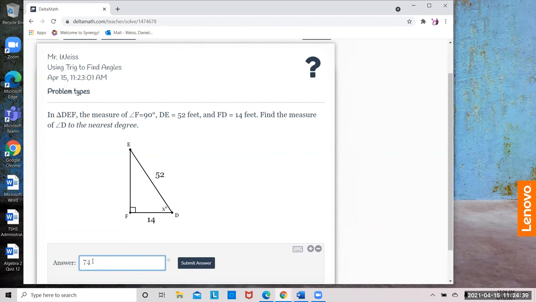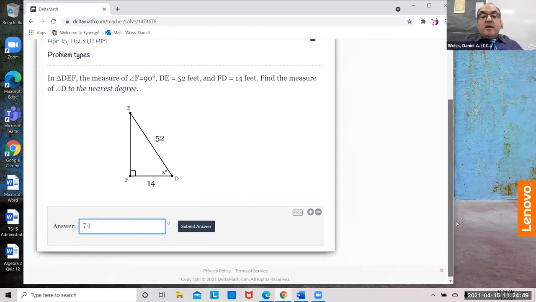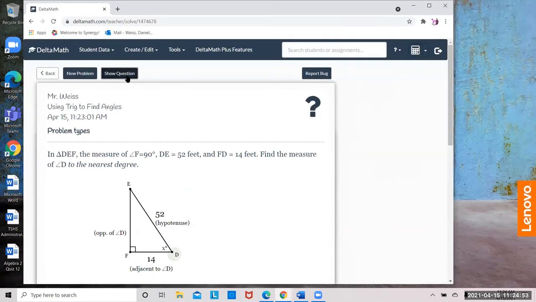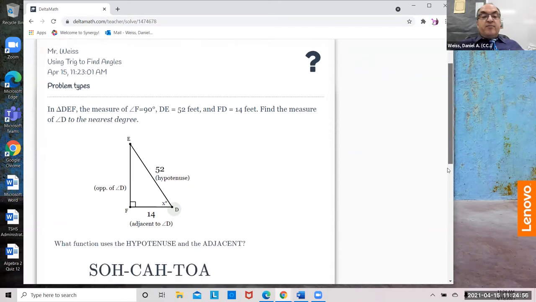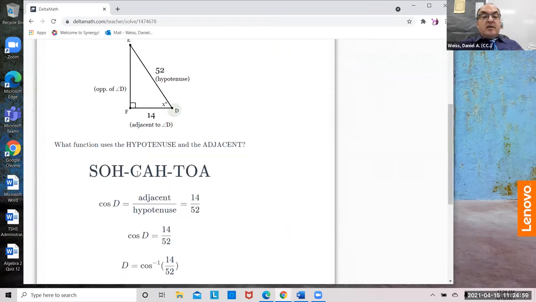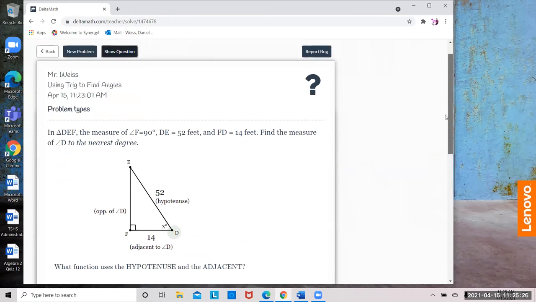How would you know which one to divide first? Because of SOHCAHTOA. When you do SOHCAHTOA, cosine, A-H, it's A over H. If it was sine, it would be opposite over H. If it was tan, it would be opposite over adjacent. It's always in that order, always. So now I want you to try both assignments, okay?